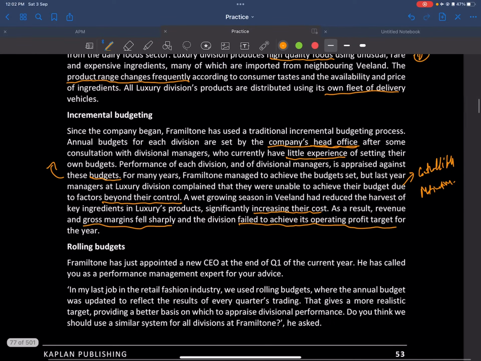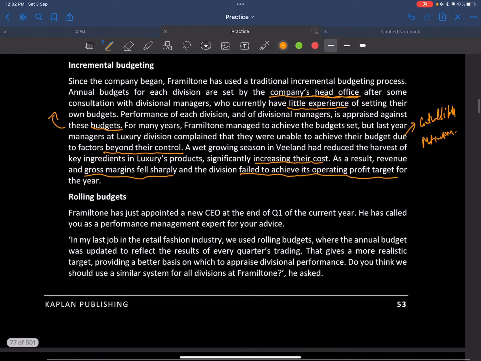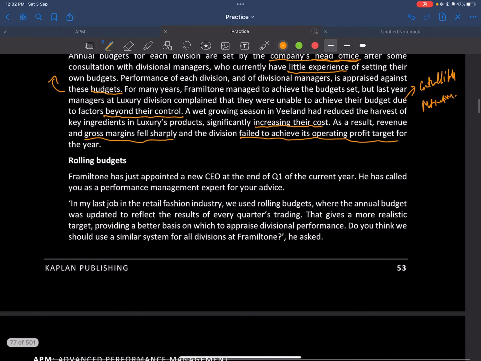Okay. So if I were you, I would definitely write this thing down inside the luxury division heading, right? In case of luxury division, I would definitely write these things down, that due to factors beyond their control, such as the harvest of key ingredients in luxury division, the change was very significant, right? So it was a very unpredictable thing that happened.